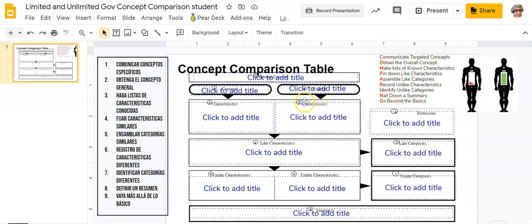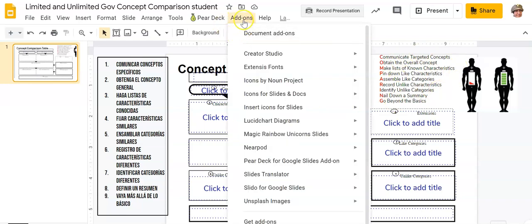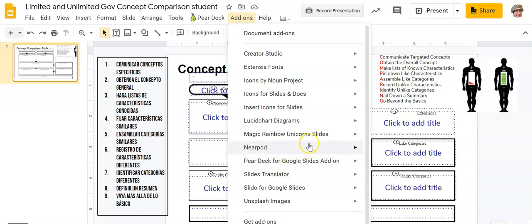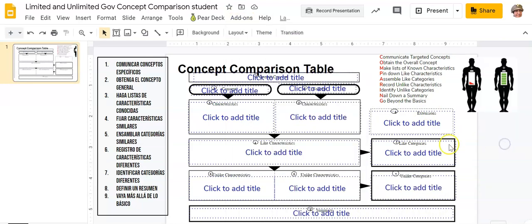You also have numbers in these boxes, and I know they're very difficult to see, but they walk you through the correct order for doing one of these. And then over here on the side I have the Spanish translation of the thinking steps, and I got that by using this add-on called Slides Translator, which is really easy to do. You just click on the text box and it will translate to the language of your choice.